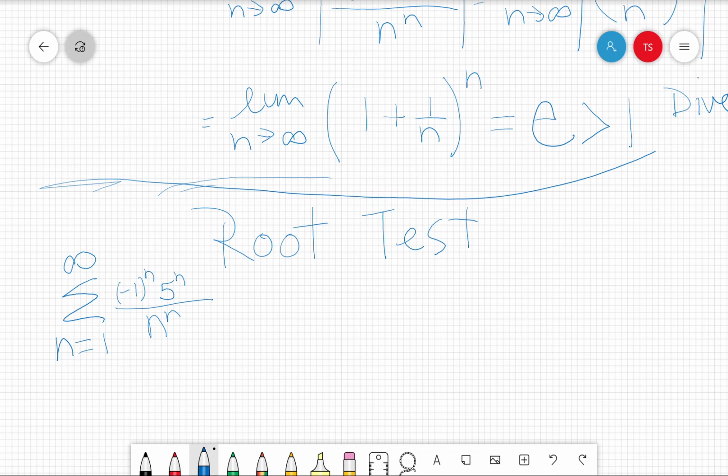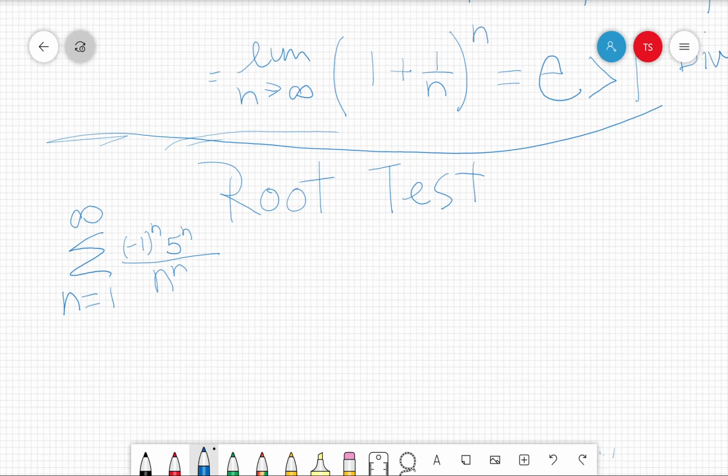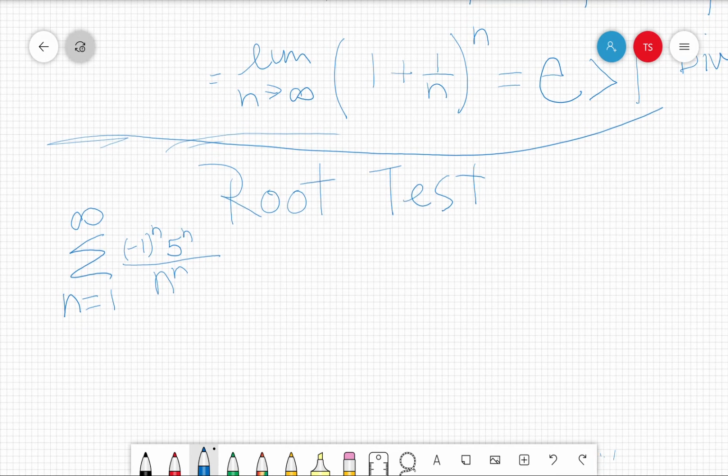So our last and final test will be the root test. And the root test is, like the ratio test, nice because it will tell us whether a series is absolutely convergent. So let's say we have this series from n equals 1 to infinity of (-1)^n times 5^n over n^n.